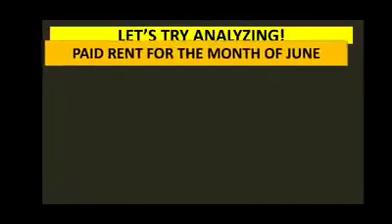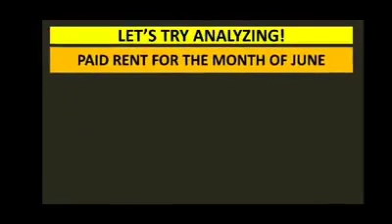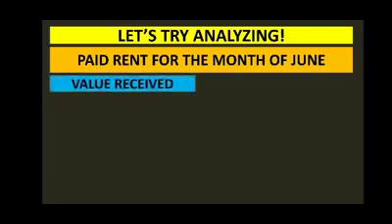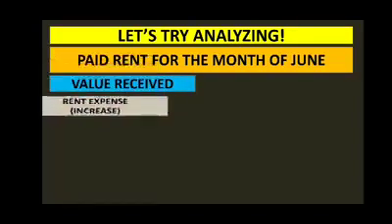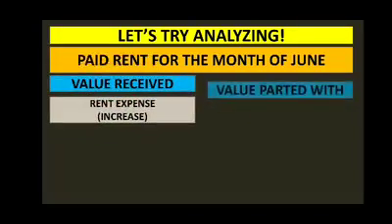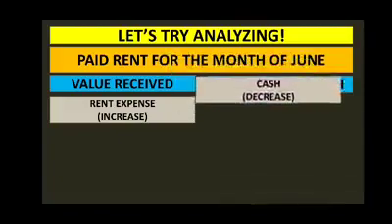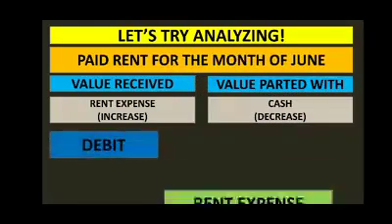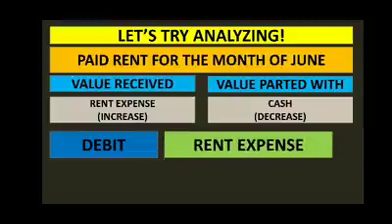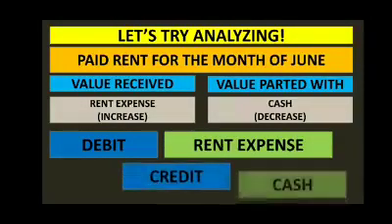And then next would be paid rent for the month of June. So, value received would be the rent expense, and then value parted with would be the cash. So, debit, rent expense, and then credit, cash.